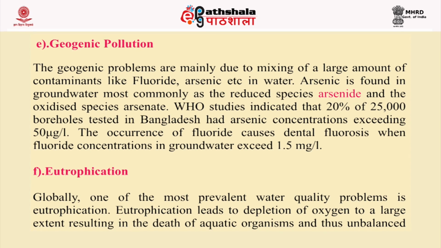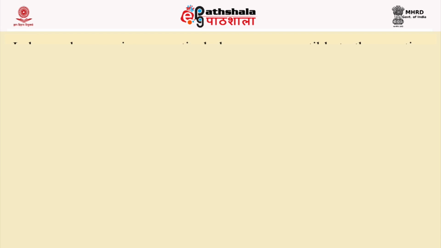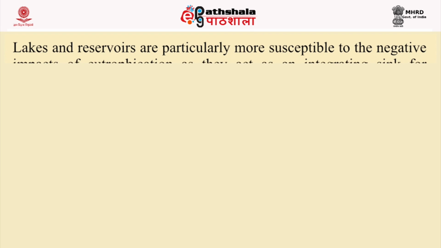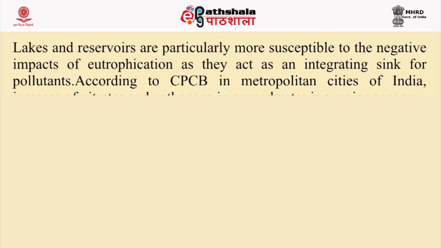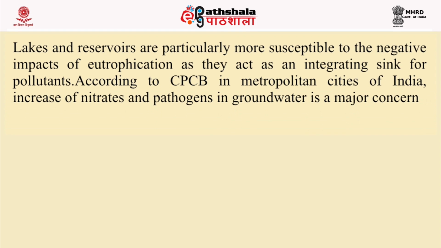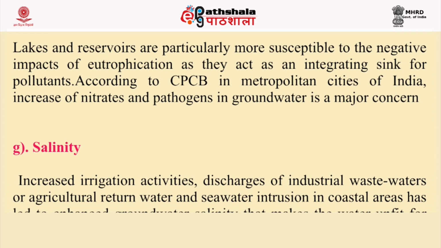Sixth factor is eutrophication. Globally, one of the most prevalent water quality problems is eutrophication. Eutrophication leads to depletion of oxygen to a large extent, resulting in the death of aquatic organisms and thus unbalanced aquatic ecosystem. Lakes and reservoirs are particularly more susceptible to the negative impacts of eutrophication as they act as an integrating sink for pollutants.